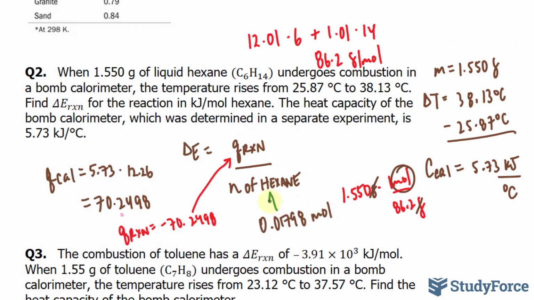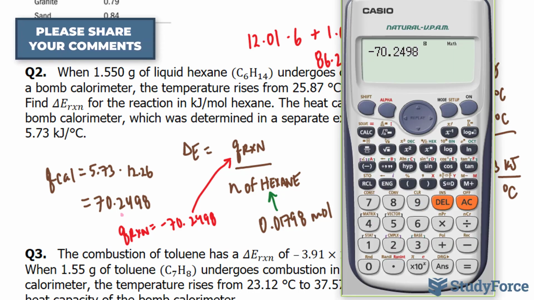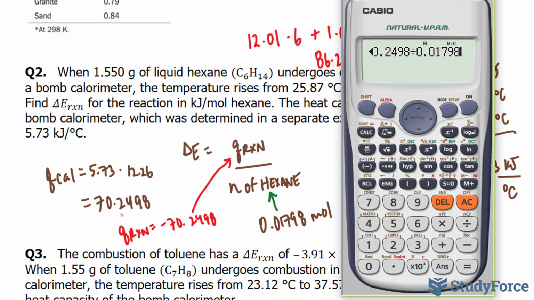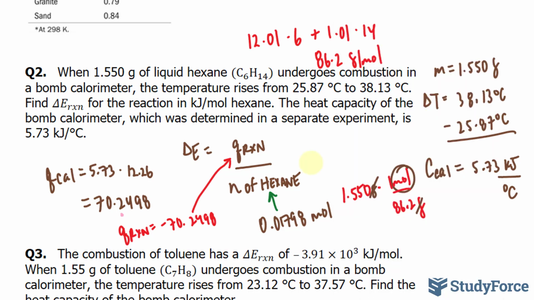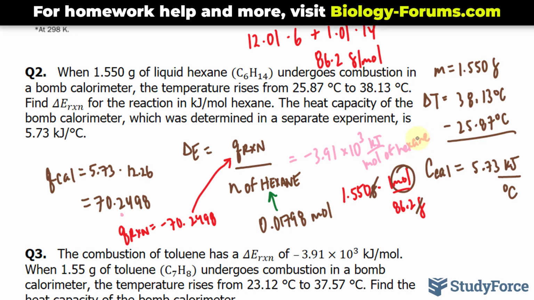This goes over here. Our final answer should have 3 significant figures. Let's go ahead and figure this out. Negative 70.2498 divided by 0.01798. We end up with an energy change of negative 3,907. This should be 3 significant figures, so our final answer should be negative 3.91 times 10 to the power of 3 kilojoules per mole of hexane. That's the answer to question number 2.